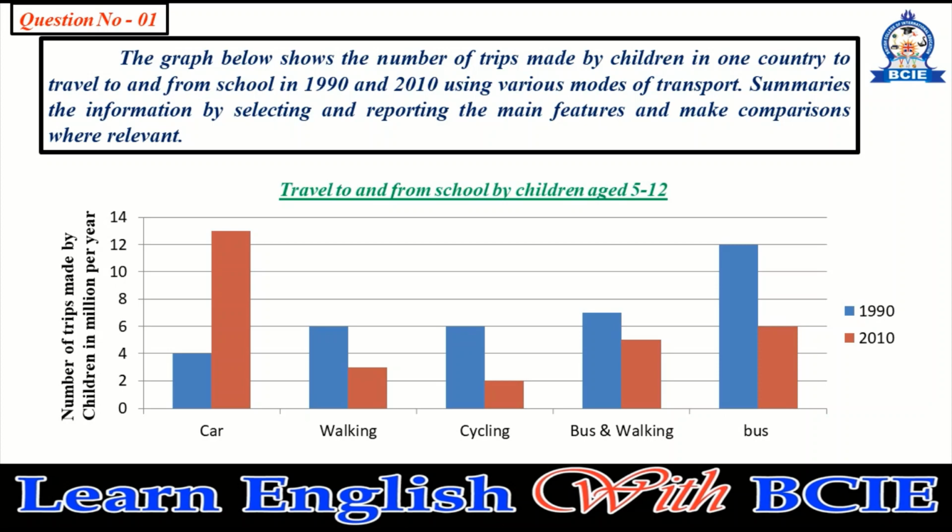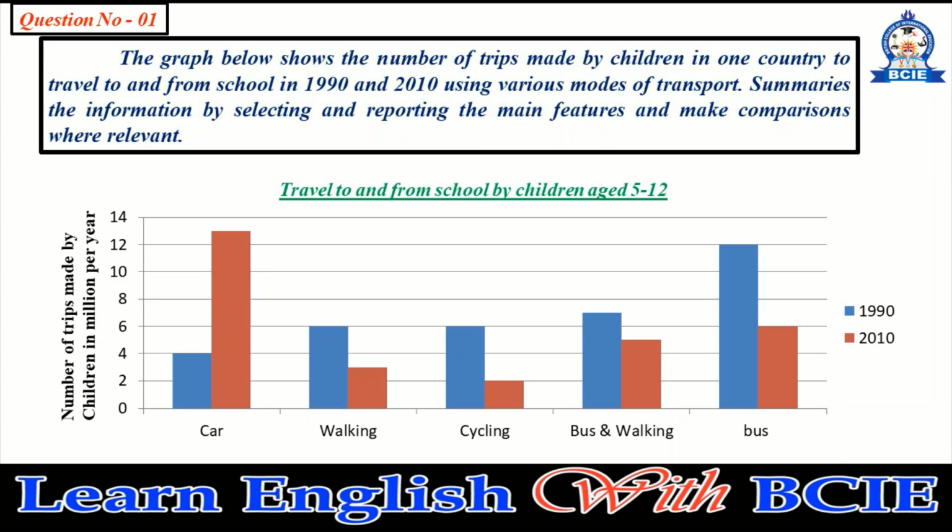Let's do it together. The graph below shows the number of trips made by children in one country to travel to and from school in 1990 and 2010, using various modes of transport. Summarize the information by selecting and reporting the main features. Make comparison where relevant. Now, let's look at the bar chart.